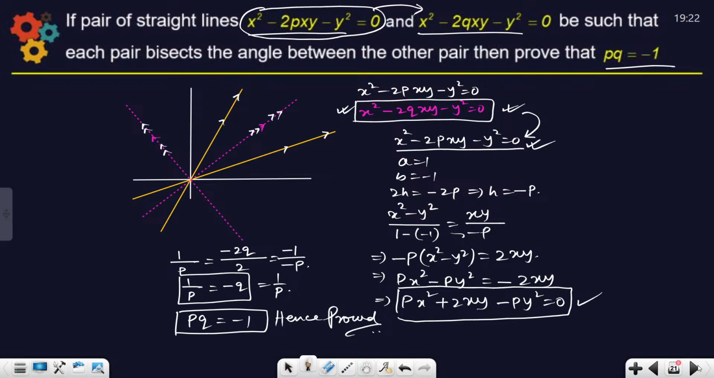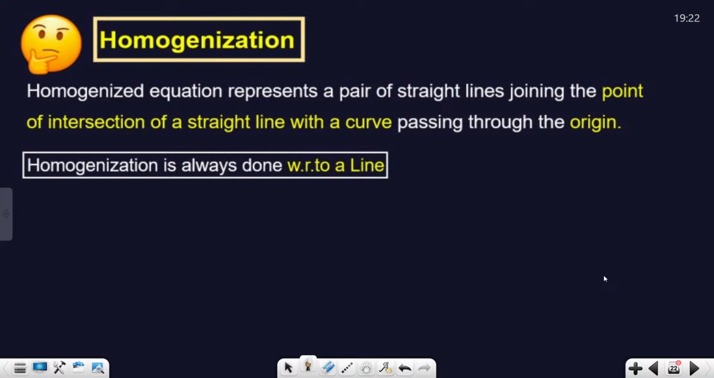Absolutely. Okay. Now let us come to the last part of this lecture, which is called homogenization. Very, very important. As far as your JEE Advanced is concerned, as well as for your JEE Mains and your state level entrance examinations, this funda, this concept, is very, very important.